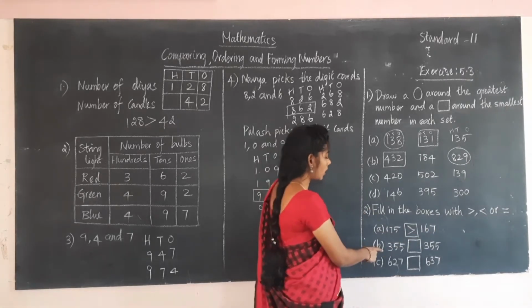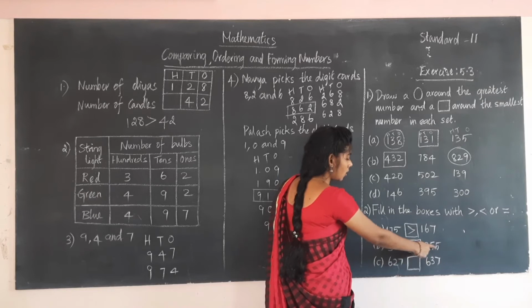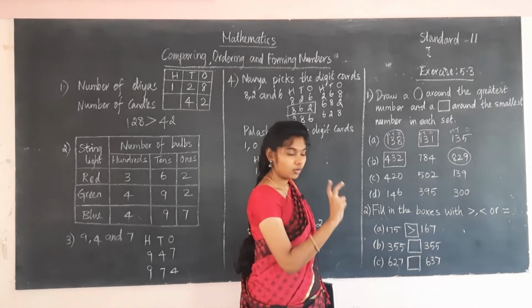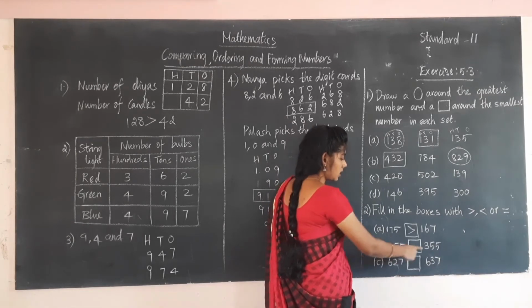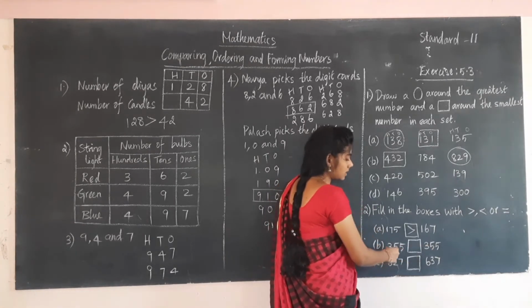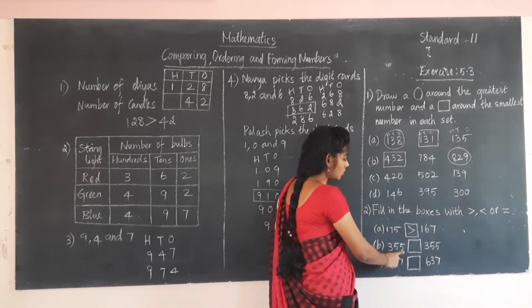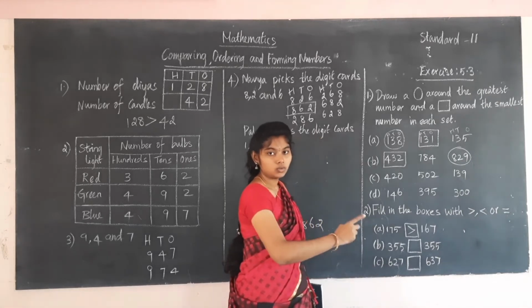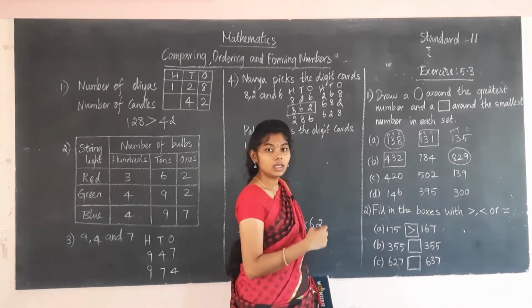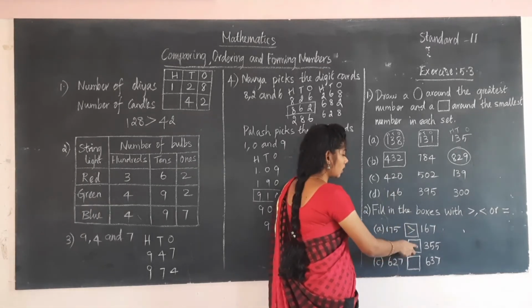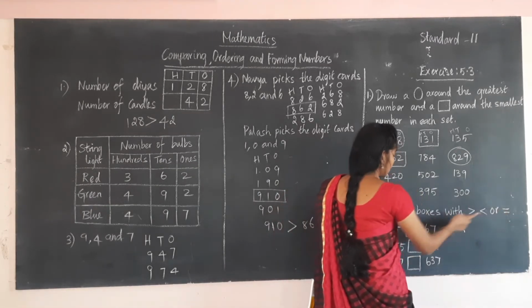See the next one, 355. Here also 355. So these two are the same numbers. If you have confusion, see the hundreds place. These two numbers are the same. Next, the tens place, same number. And next to tens is ones, that ones place is also the same. So these two are the same, so we have to give the equal sign, because equal means the two sides will be equal. The sign should be placed in this box.